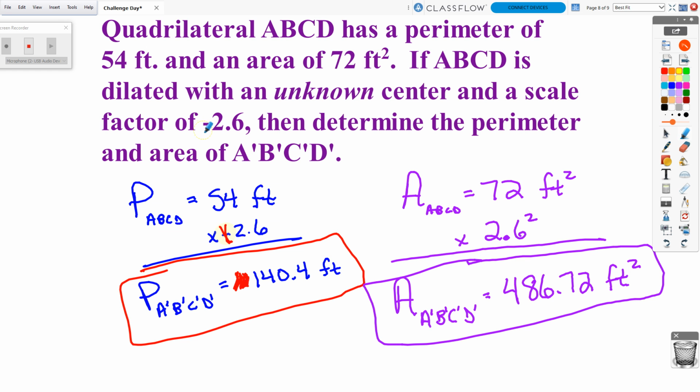So this isn't going to be the last time you're going to see a negative scale factor in a problem. So just remember, a negative scale factor, all that does is rotate your object 180 degrees. It does nothing in terms of length and in terms of area. All right, and that is finally all for this challenge day.